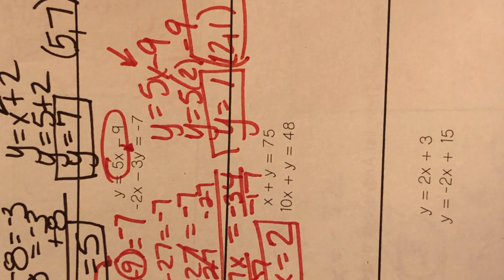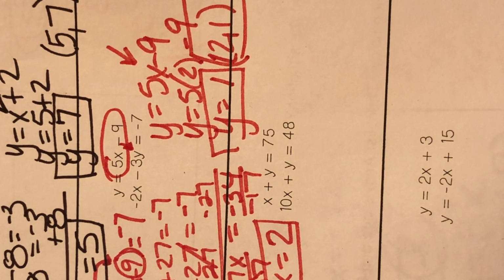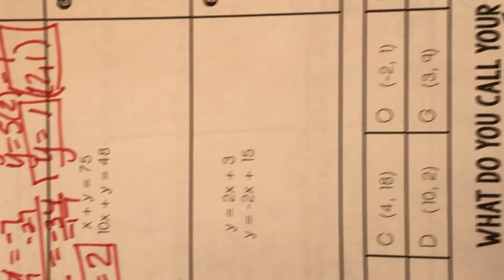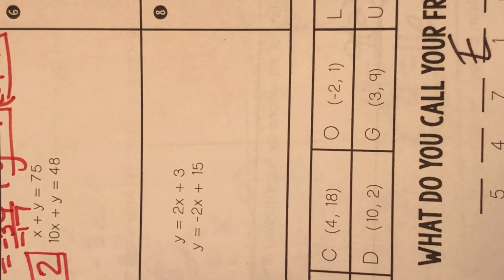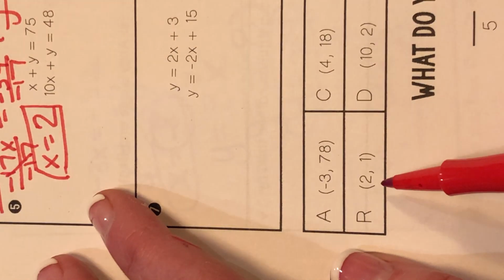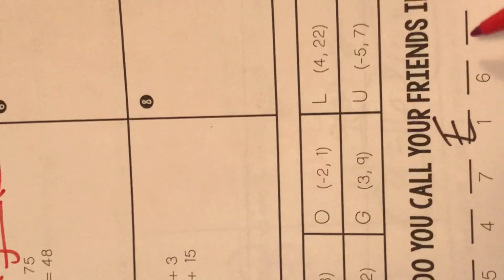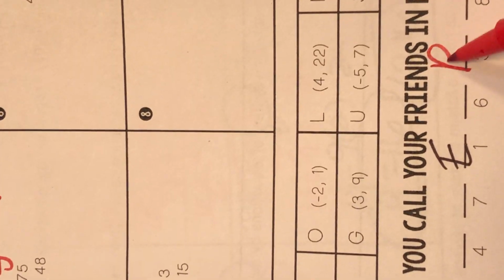And we need to look below to see which answer that matches up with, because we do need to fill these in. So problem number 3, we got 2, 1. So we look down below and we see that positive 2, 1 is r. So problem number 3 is r.